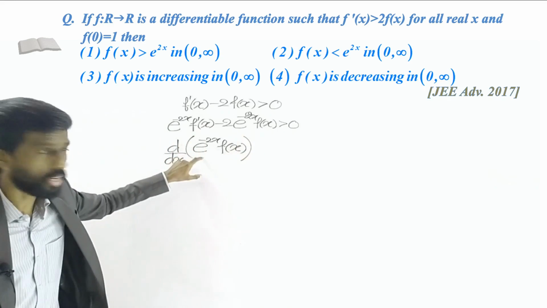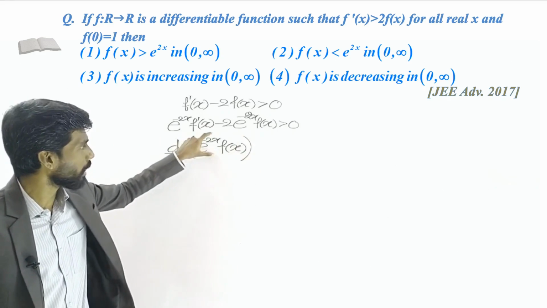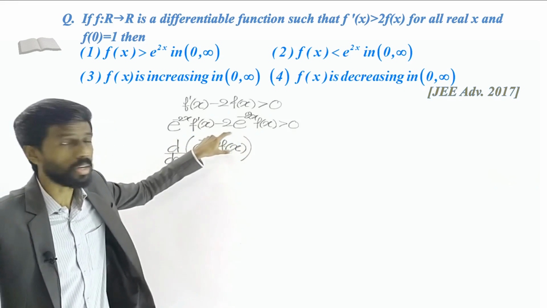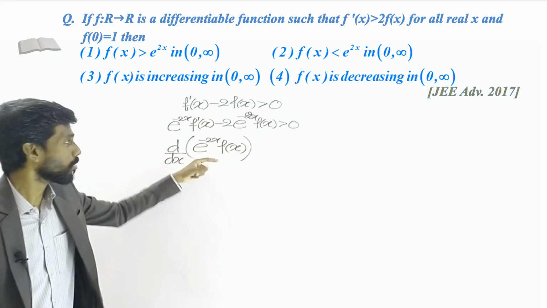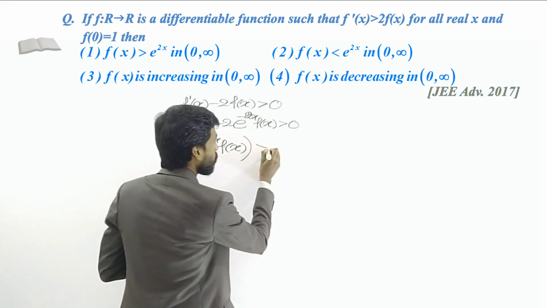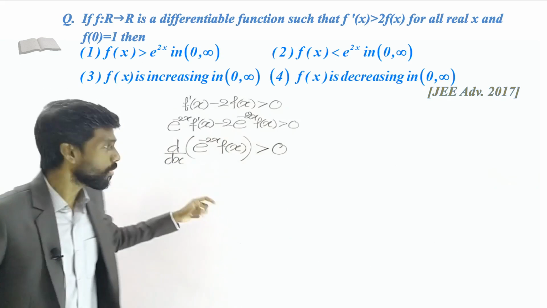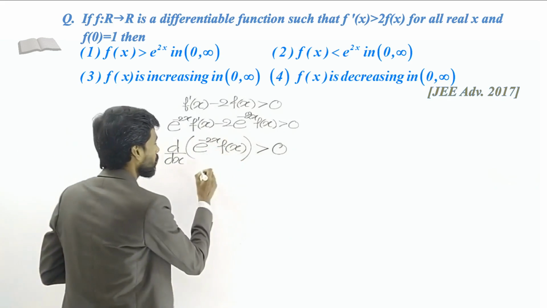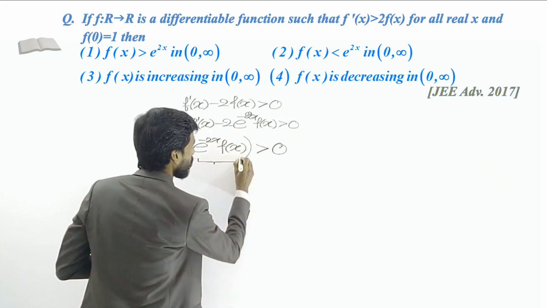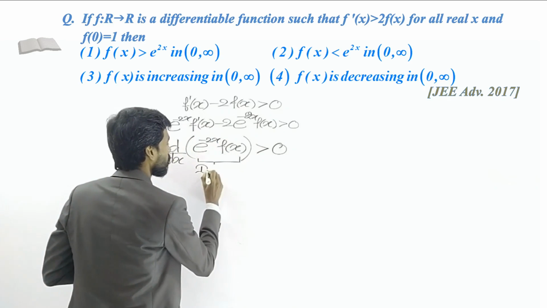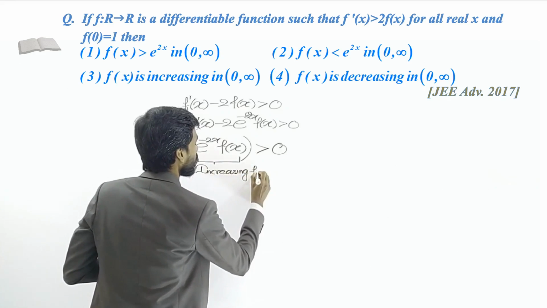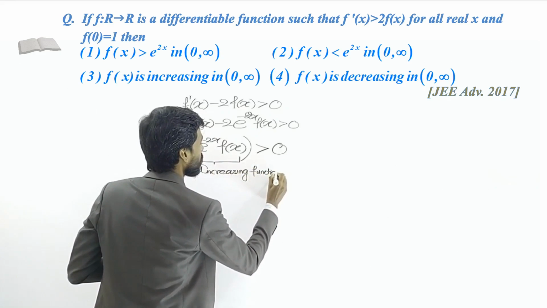Do you understand? So what is the derivative of this? So product rule, e to the minus 2x multiplied by f dash x, and then f of x multiplied by the derivative of this. So the whole thing is the derivative of this expression. So that is given to be greater than 0. So the derivative of this function is greater than 0. So what does it mean? The derivative of a function is greater than 0. That means the whole function here is an increasing function. So e to the power minus 2x f of x is an increasing function.